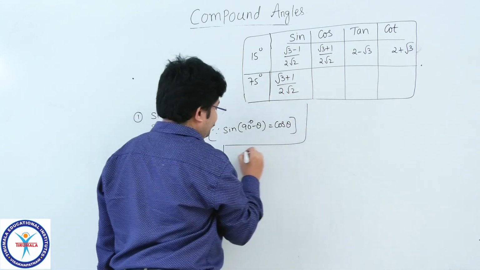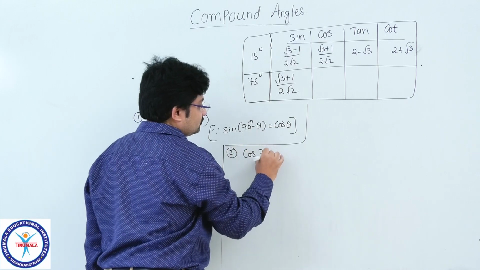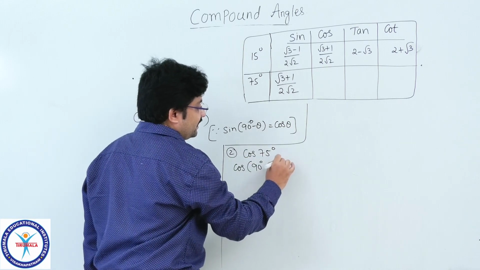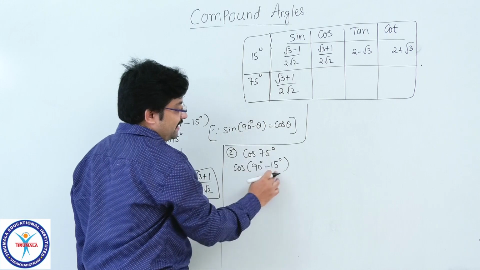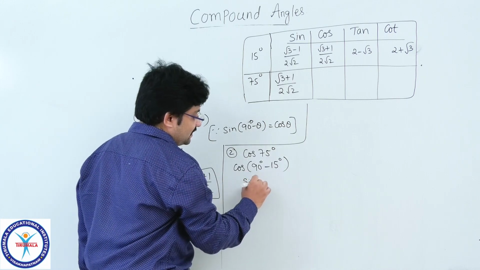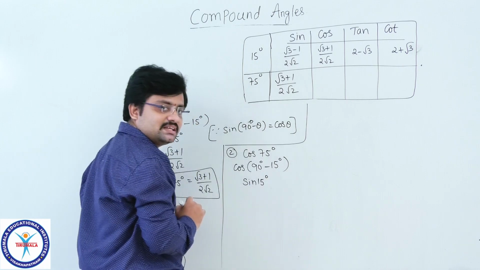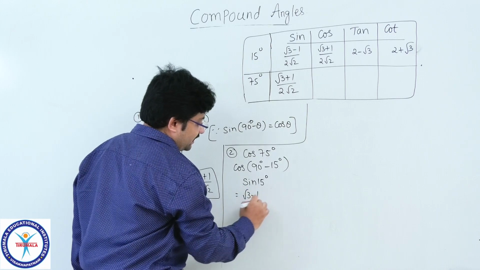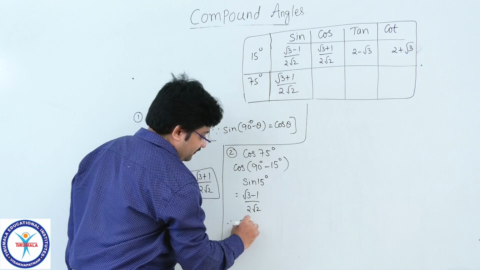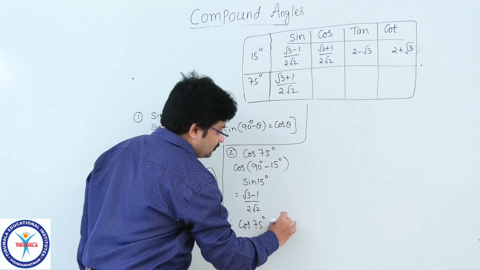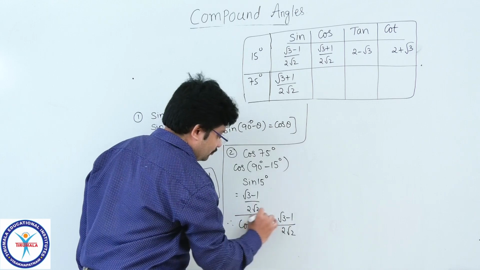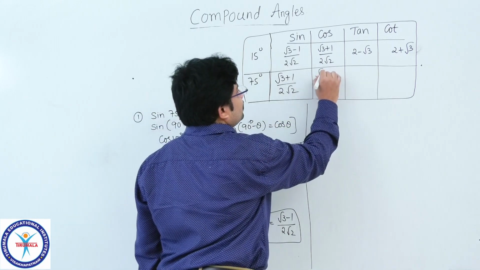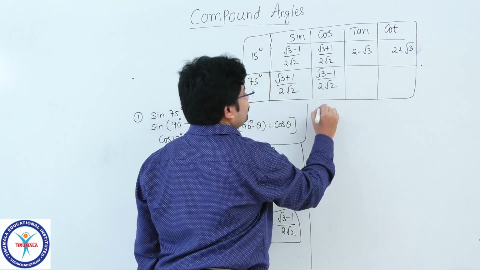Similarly, let us find the value of cos 75 degrees. Cos 75 degrees is nothing but cos (90 degrees minus 15 degrees). Cos (90 minus theta) is sin theta. So here it becomes sin 15 degrees. The value of sin 15 degrees is here, that is (root 3 minus 1) by 2 root 2. Therefore, cos 75 degrees is equal to (root 3 minus 1) by 2 root 2. Let us write this value in the table. (Root 3 minus 1) by 2 root 2.